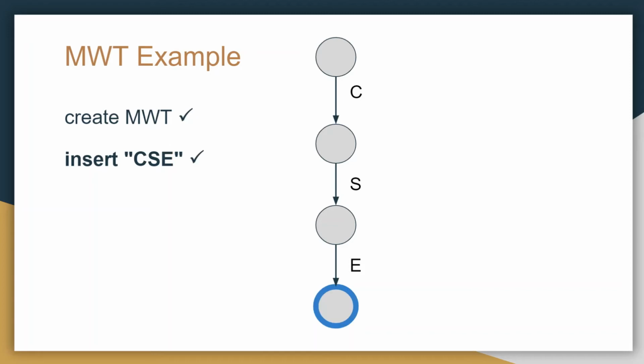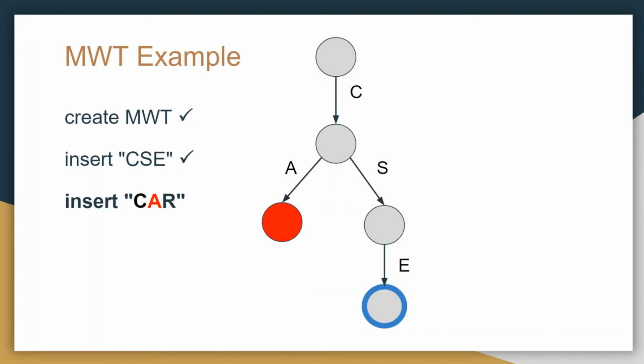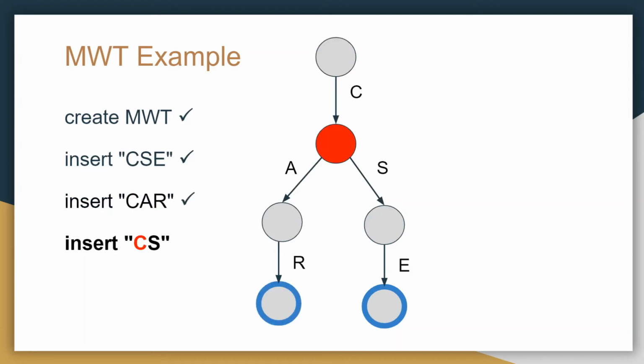All right. So now you are going to insert car. And then for the final one, all you end up needing to do is change this node to be isWord equals true. The reason I'm using isWord is because it's relevant to your implementation. So I'll show you that in a second.